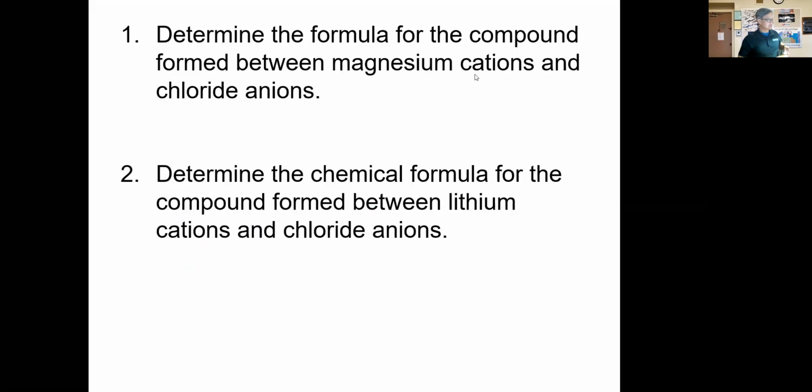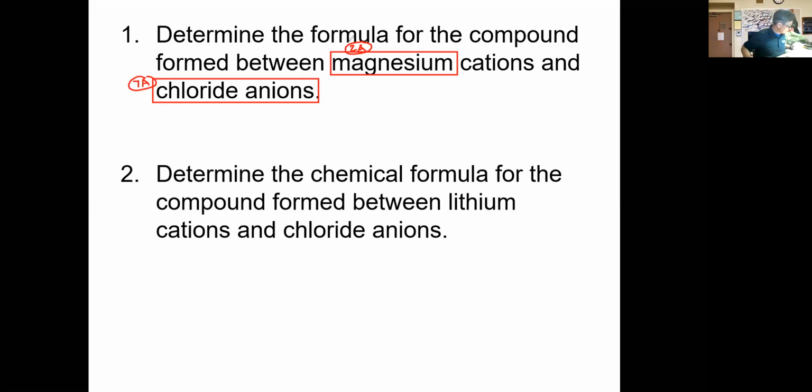Okay, all right. So let's take a look at the first one here. We're going to determine the formula for the compound that forms between magnesium cations and chloride anions. So first thing we want to do is ask ourselves, do we have a metal and a non-metal? And the answer is yes. Magnesium is a 2A metal. Chloride anions come from the non-metal, and these are the 7A non-metals. So yes, the compound will form. A compound can form.